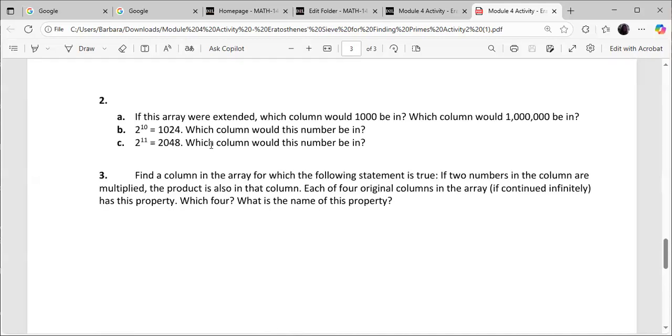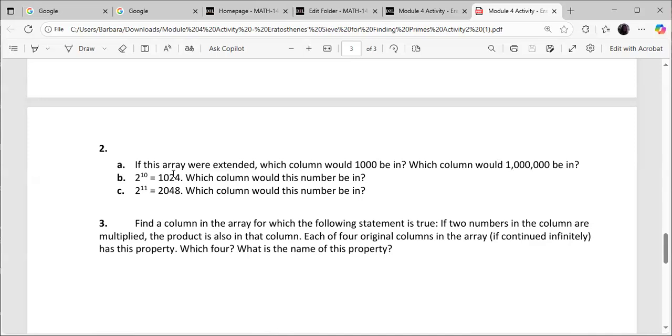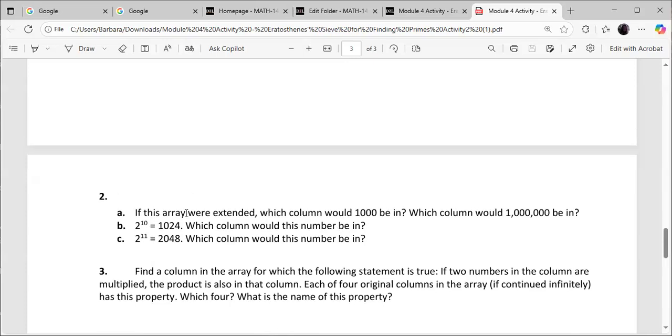If you were to extend the array, where would 1,000 be? Where would a million be? You're just looking for patterns. In this class, you're not really looking to make this any more complicated for a fifth or sixth grader. We're looking for patterns. So, you have 2 to the 10th and 2 to the 11th.